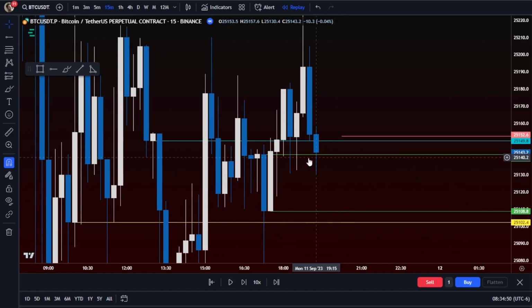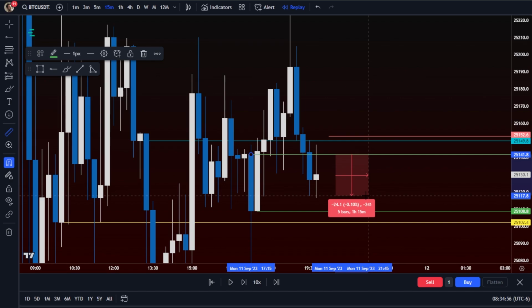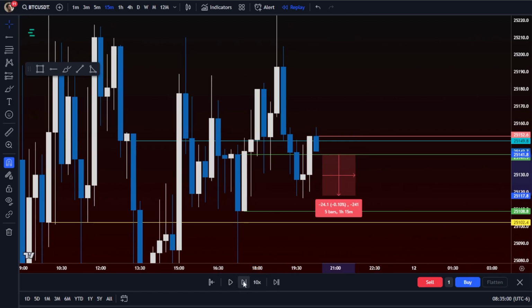Really, it's a 15-minute hold level. So that's really it right there, your 15-minute level. At this point here, your entry's pretty good. You've only got negative 0.1%, so 10% on 100x.